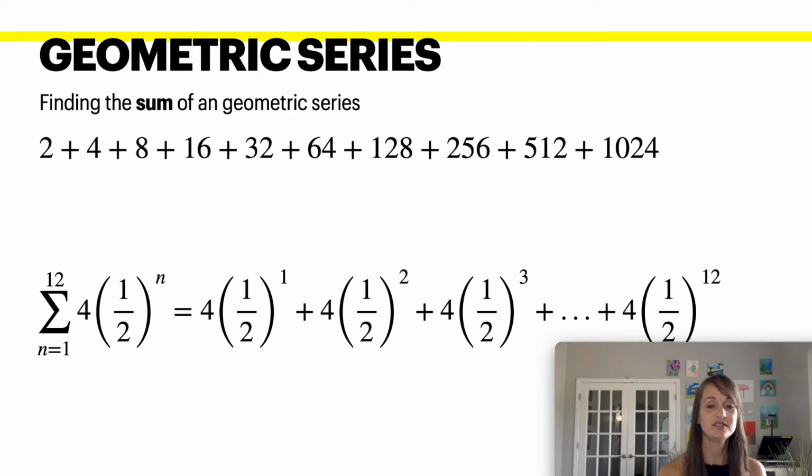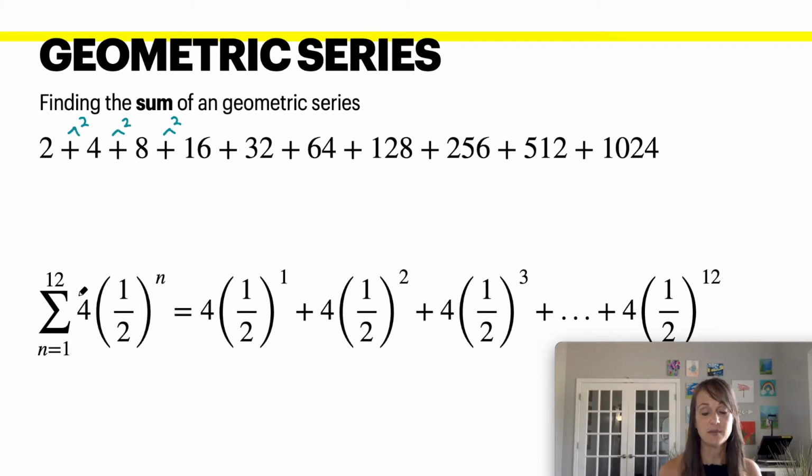Okay, the geometric series is basically finding the sum of a geometric sequence. So you take a geometric sequence and you add up all the terms, and that is how you would find the geometric series. So for example, we know that this is a sequence, because you're multiplying every term by 2. 2 times 2, 4 times 2, 8 times 2, and so on.